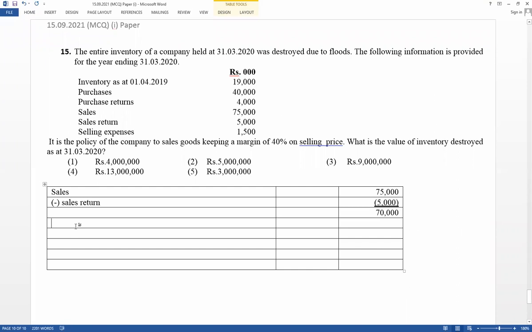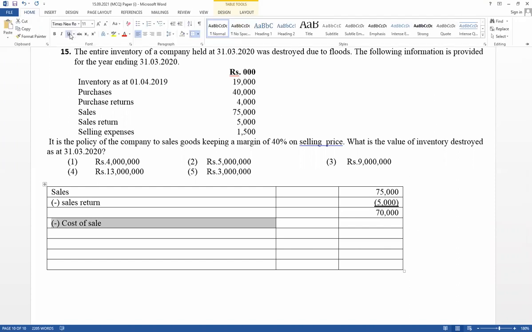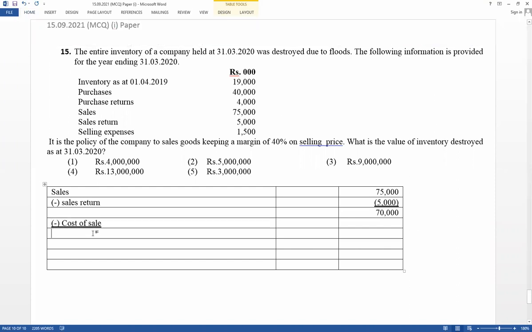Then deduct cost of sales also, minus cost of sales. Opening stock it has given 19,000. Opening stock 19,000 plus purchase. First take inventory 1st April 2019, that is opening inventory. Opening inventory value equal 19,000 and purchase should be added. It has given purchase value equal 40,000 and minus purchase return. Purchase return should be deducted.